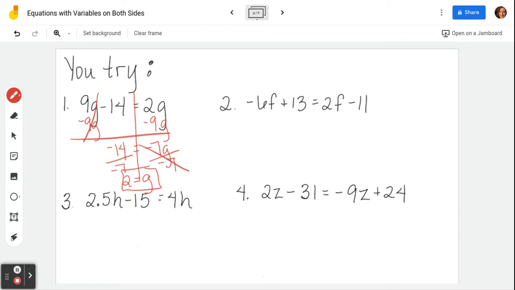Did you get that? Let's see how you did on number 2. I'm going to split it. Okay, so I have two options. I can move the negative 6f by adding 6f to each side, or I can remove the 2f by subtracting 2f. Like I keep saying, I avoid negatives if I can. So I'm going to add this 6f. That way I don't have negatives anymore. So on the left, those cancel, and I have a positive 13. Oh, come on.